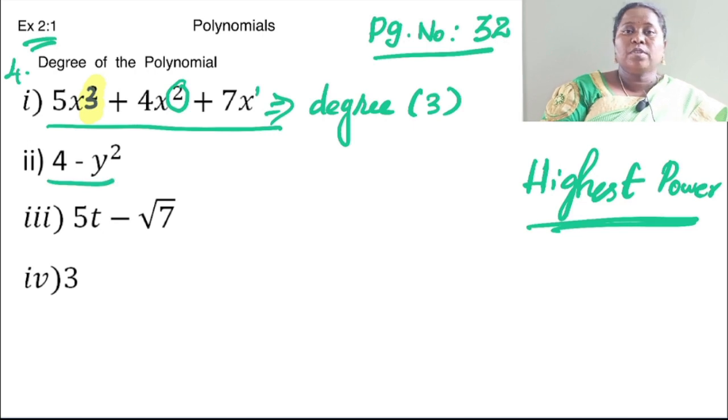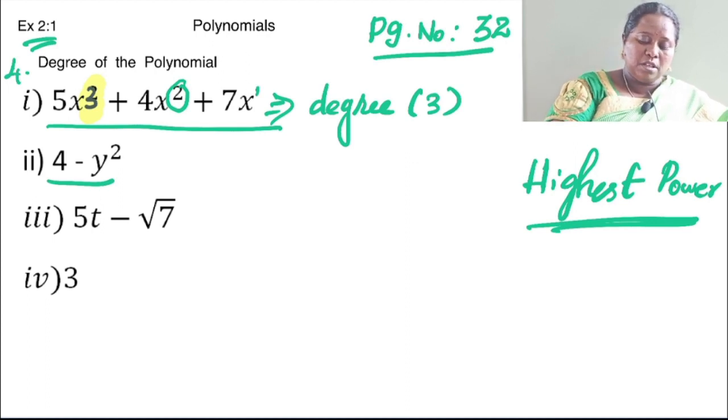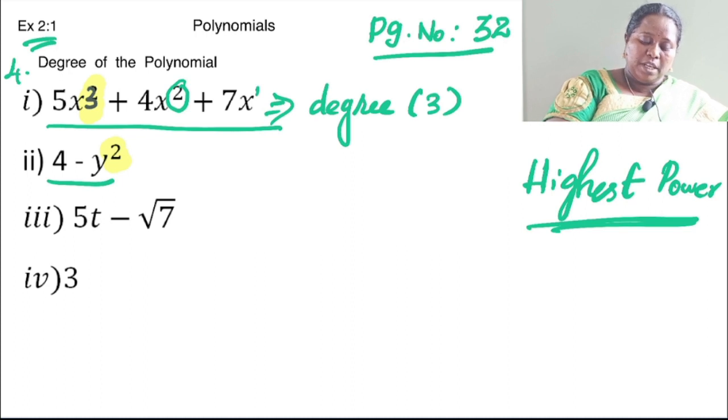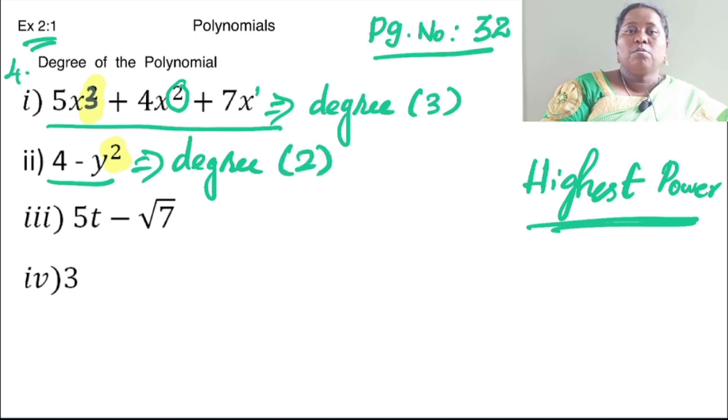In the second sum the polynomial is 4 minus y squared. See, 4 is the constant term. y has the power 2. So what is the degree of the polynomial? The highest power. What is the highest power? 2 is the highest power. So the degree is 2, because the highest power is 2.